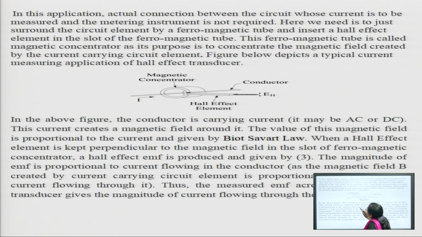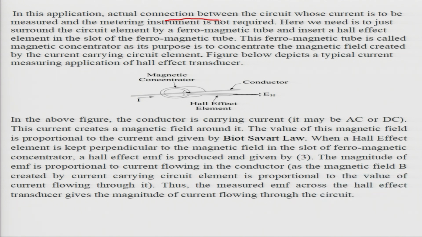Here we consider the application, the connection between the circuit whose current is to be measured and the measuring instrument. Normally you can measure with the help of an ammeter, but at that time we consider the transducer function, and the condition is the ferromagnetic system. At that time we use the Hall effect transducer for measuring that current, with a ferromagnetic structure. So, here we consider the ferromagnetic tube; this ferromagnetic tube is called a magnetic concentrator.